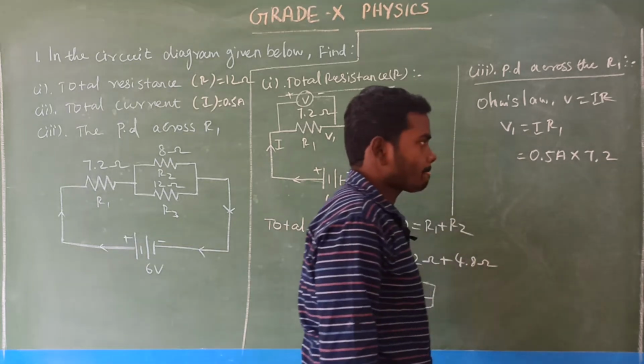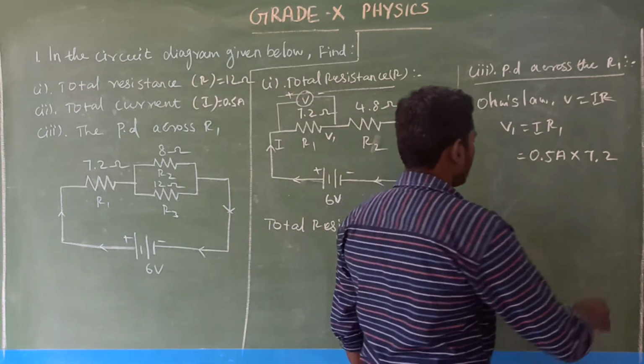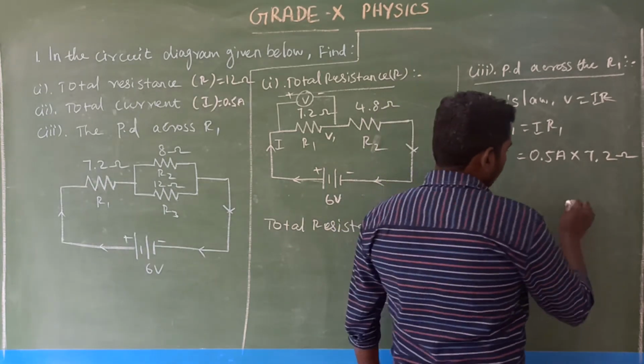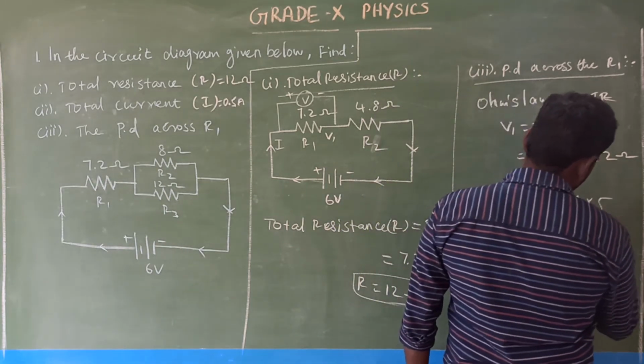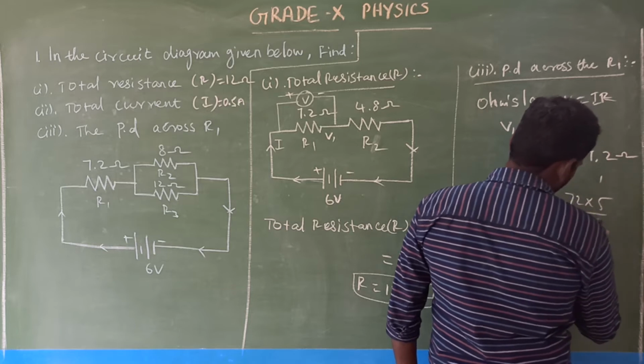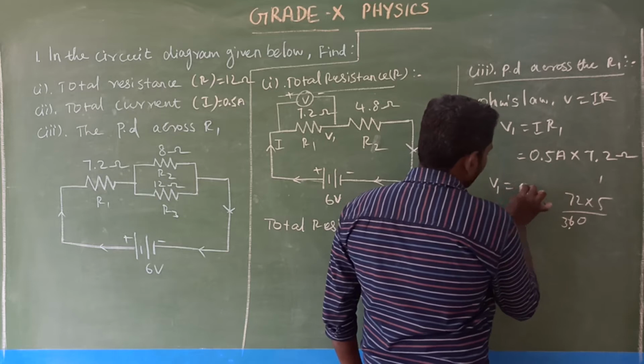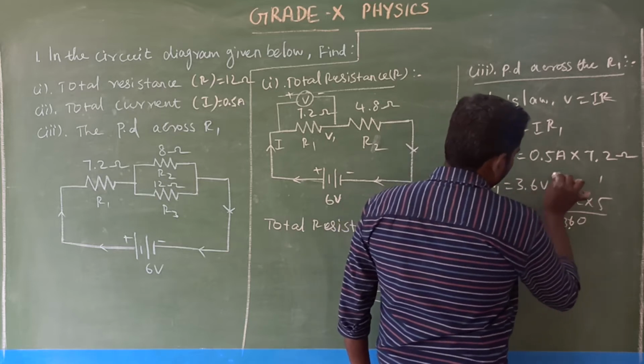7.2 ohm, isn't it? 7.2 ohm. Am I right or wrong? 7.2. You further multiply 7.2 by 5. Yes, that is equal to V1, which is equal to 3.6 volt, students. That's all.